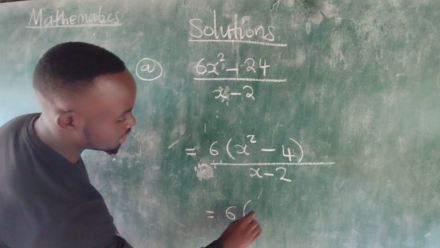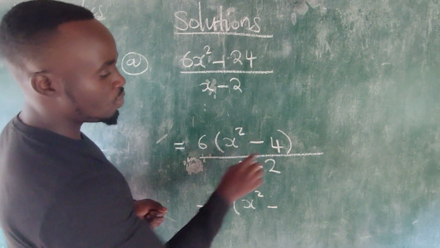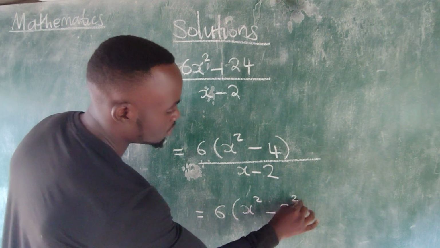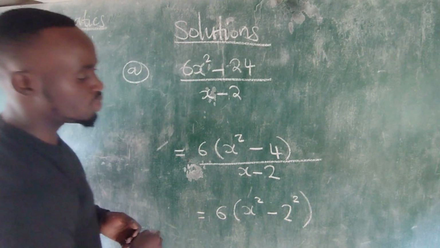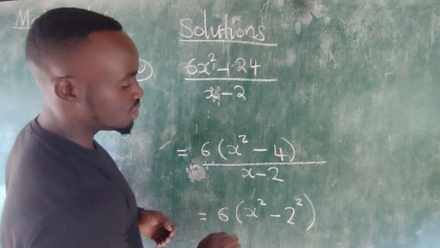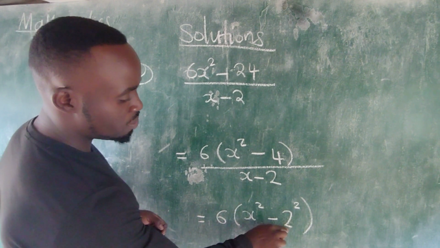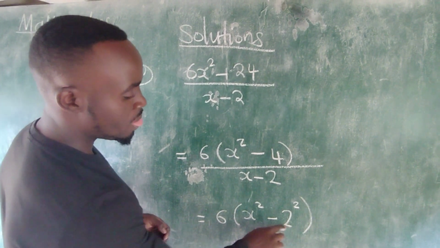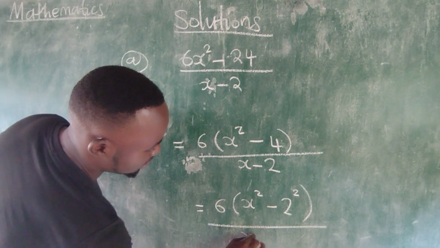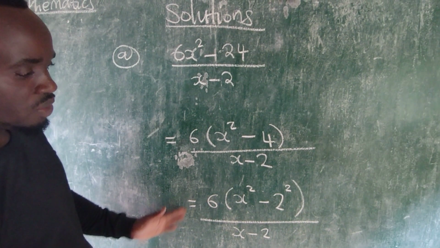So you write 6 open bracket x squared minus, so to write 4 in index form with a power of 2, it's going to be 2 raised to the power of 2. Then you cross, because when you multiply the base 2 by itself 2 times, you are going to get 4. Not 2 times 4, no, you multiply the base 2 by itself 2 times. You get 4. Then you write x minus 2. I'm sure here we understand how we are getting these numbers from.